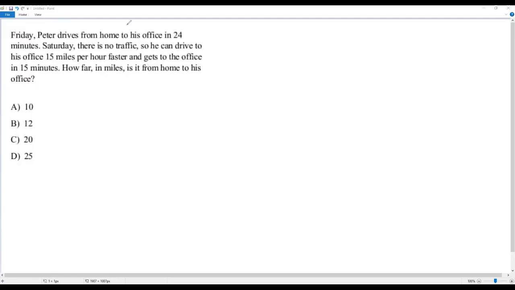Here let me draw a line segment which represents the distance from home to office. Let me take home over here, and office is over here. Let me take Friday above the line segment. That is Friday over here.